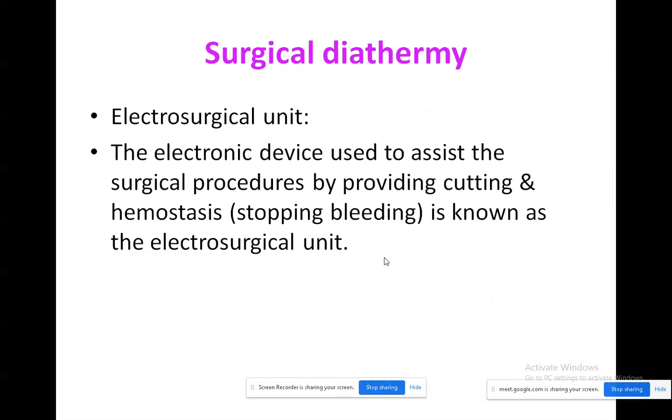Next is surgical diathermy. Surgical diathermy means by the process of surgery. By doing surgery, you are going to have the treatment. Before this, in the diathermy types seen earlier, you were able to give treatment without surgery. But here, you have to do the surgery. Only after doing surgery can you provide the treatment.